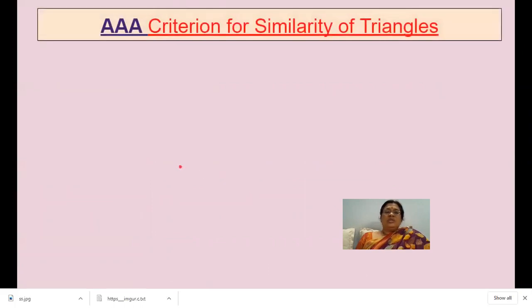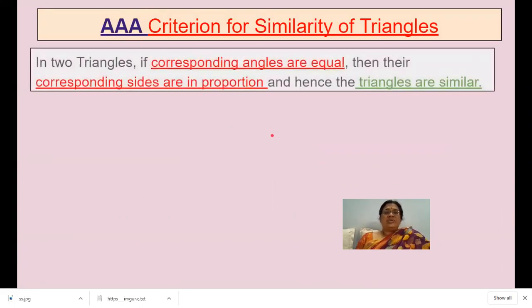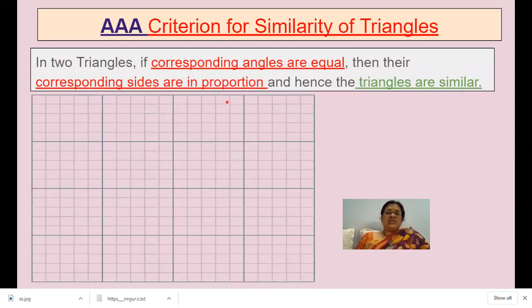So these are the criteria for similarity of triangles. The first one is the angle criterion. If there are two triangles and the corresponding angles are equal, then their corresponding sides are proportional. And ultimately, you can say that the two triangles are similar with each other. Let us see with an example.